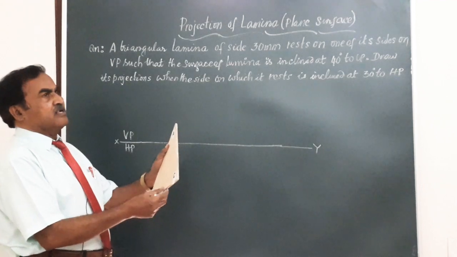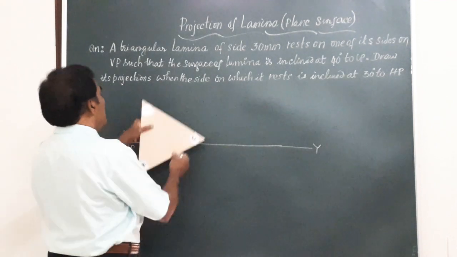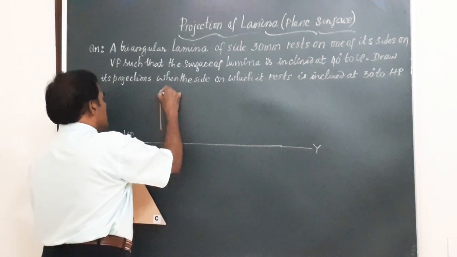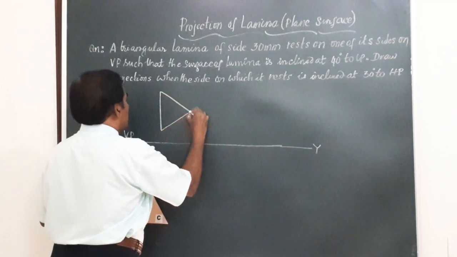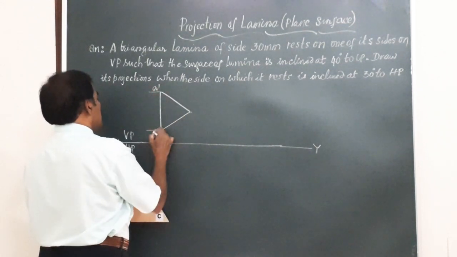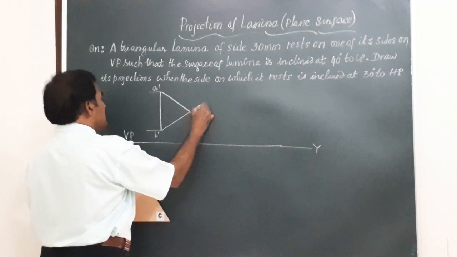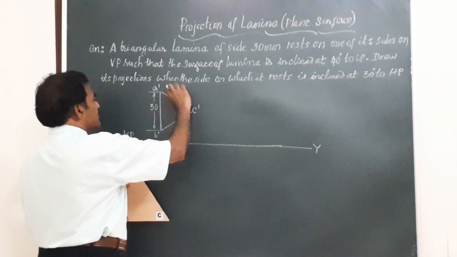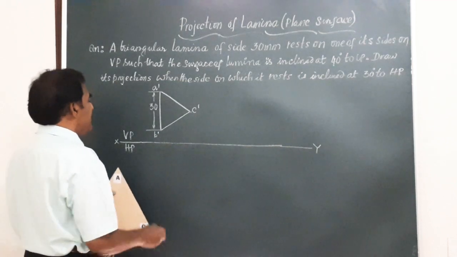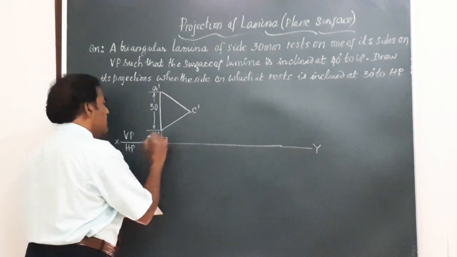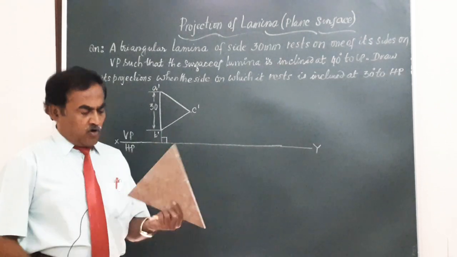Friends, you know very well, we are placing the lamina on VP. So, I am going to draw a triangle of side 30 mm. That is, we will mark this as A dash, B dash, C dash with every side measuring 30 mm. So, A dash B dash is equal to B dash C dash, each equal to 30 millimeter, and you know very well one of the sides should always be normal to HP. What is the top view of that?